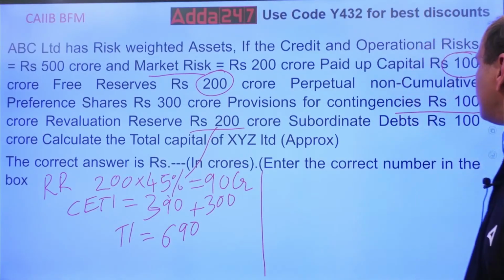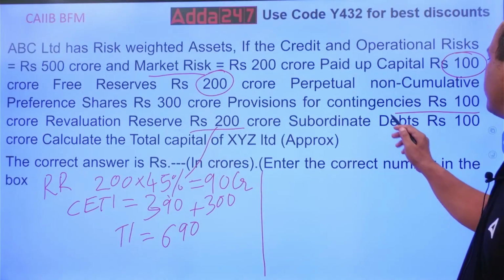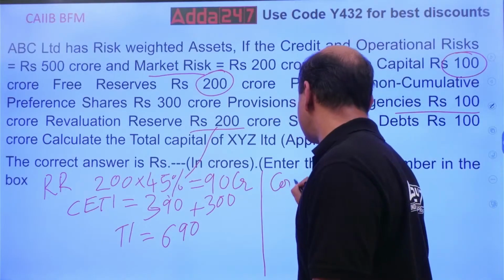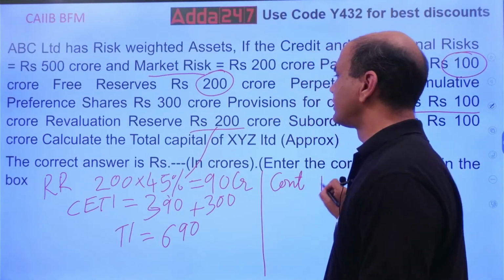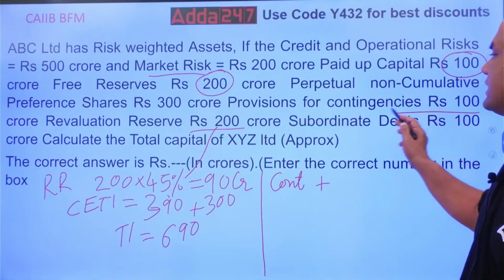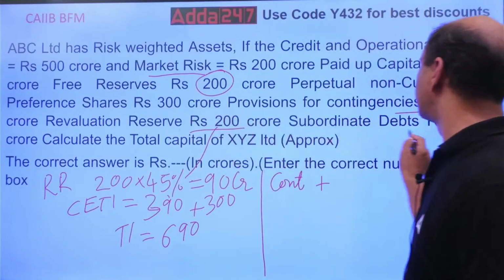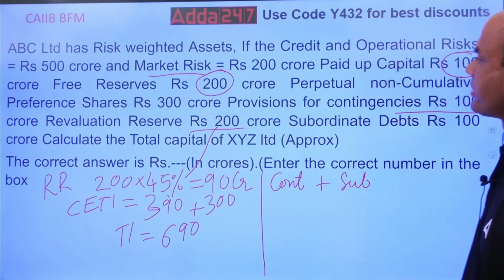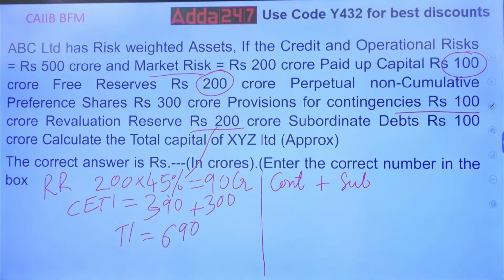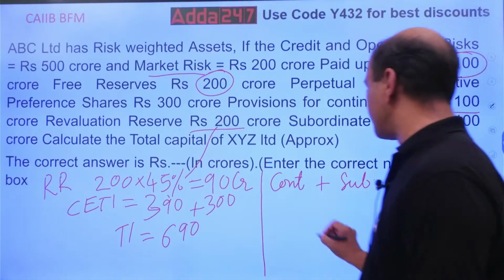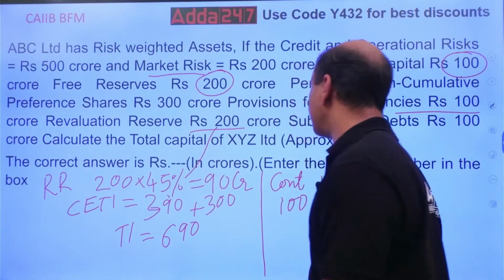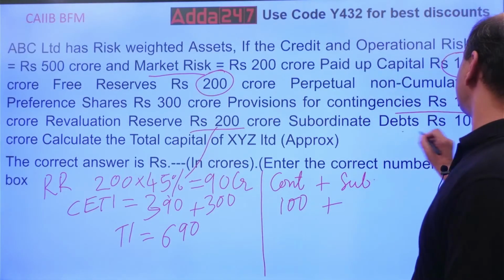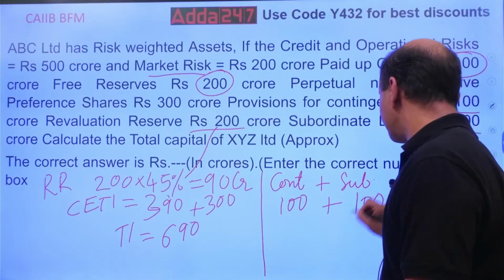So, where is it? Provisions for contingencies, 100. Then revaluation reserve gone, subordinated debt. What are provisions for contingencies given? 100 crores. So 100. Plus subordinated debt is 100. Okay.